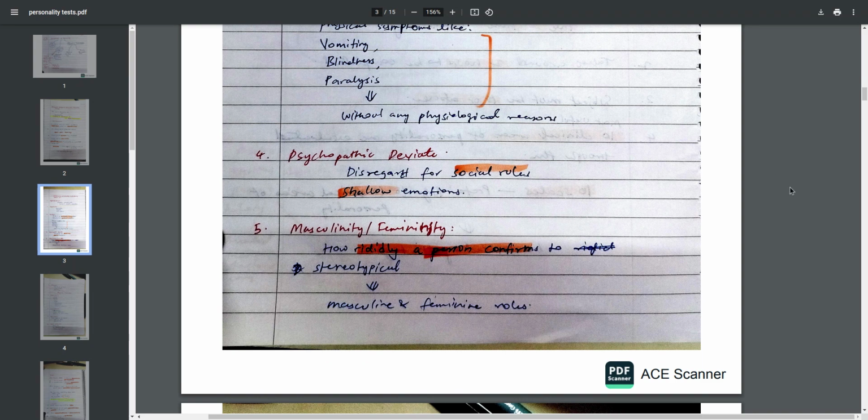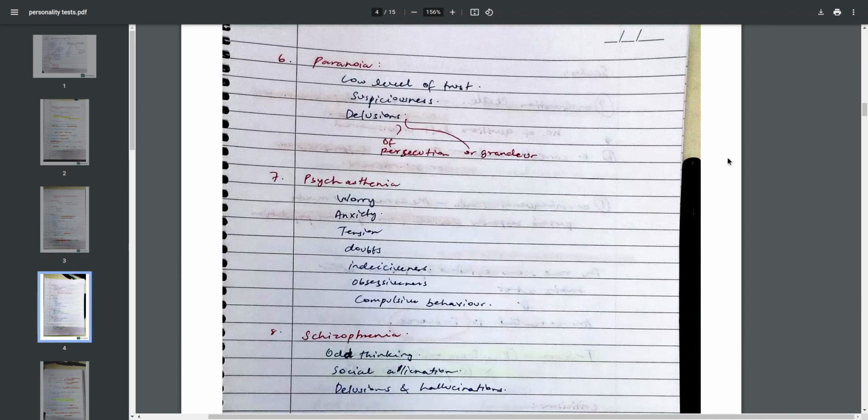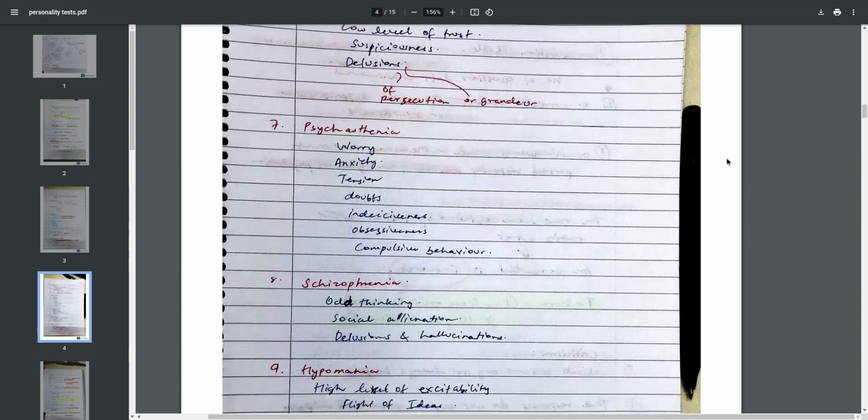Then masculinity and femininity: how rigidly a person conforms to stereotypical masculine and feminine roles. So there are stereotypical roles of what each gender should do, and how rigidly people conform to that. Like people say that women must be in the kitchen within the four walls, and it's about how much the person conforms to rules like that. Then paranoia: low level of trust, suspicions, delusions.